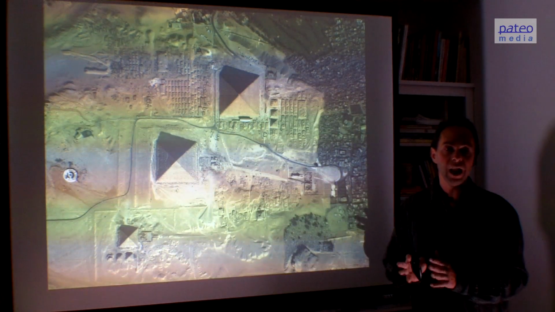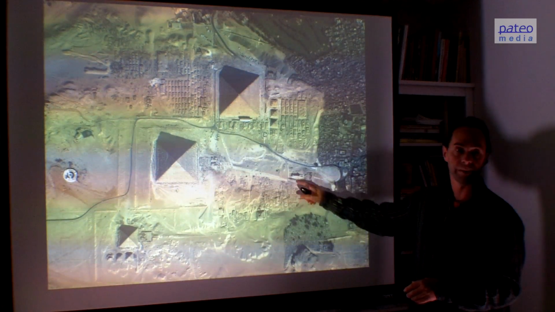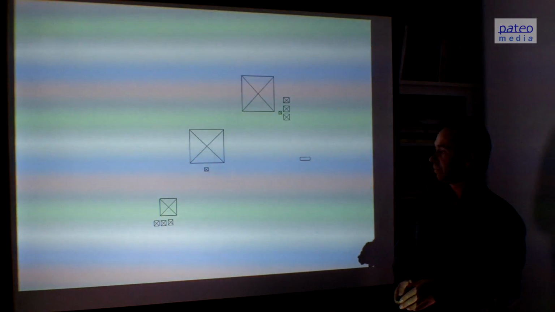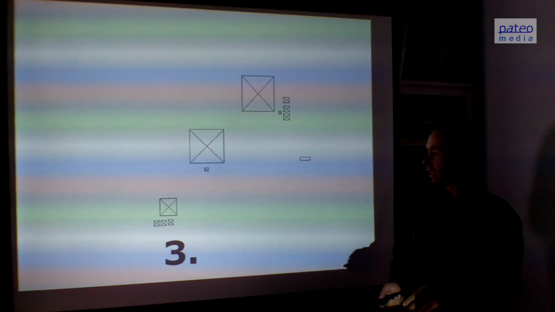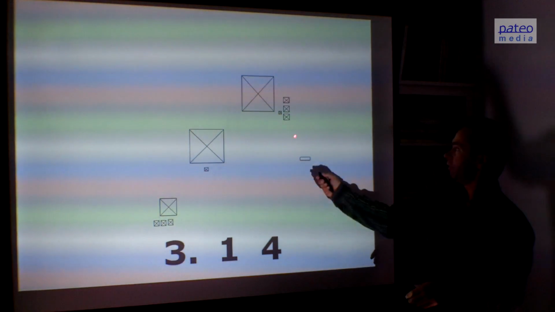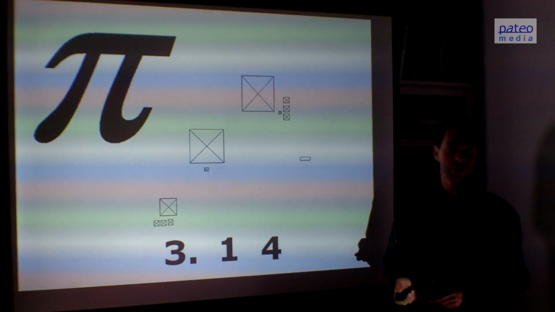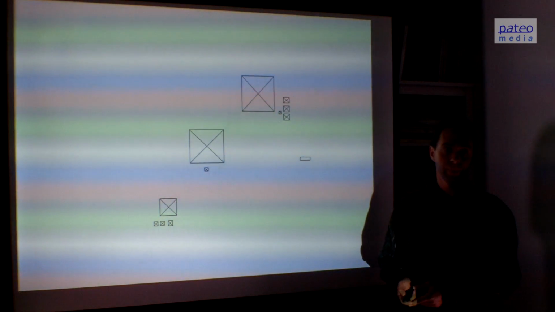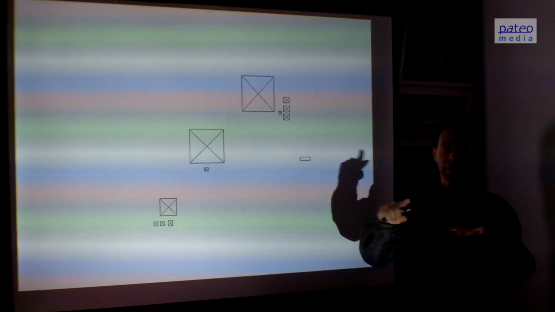So in total there are 11 pyramids next to the Sphinx. If you look carefully, you can see the Sphinx here, the Great Sphinx. Here we see a map of it. What does it mean? Let's count the small pyramids. Here we find 3, here we find 1, and here we find 4. What does it mean? This means, of course, pi. The pyramid builders were showing us pi. Pi means the ratio between the circumference of a circle and the diameter.